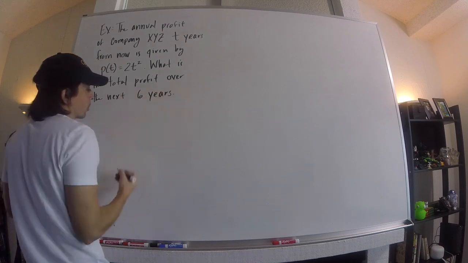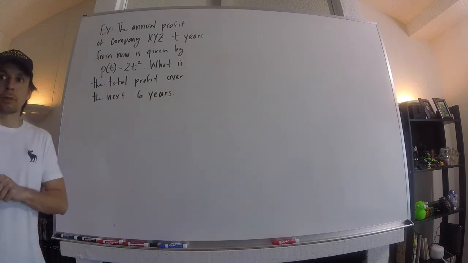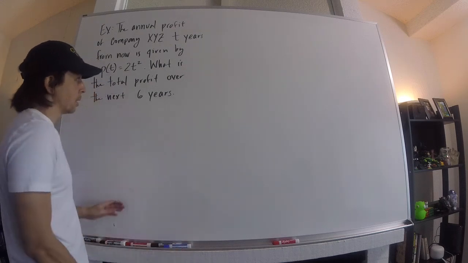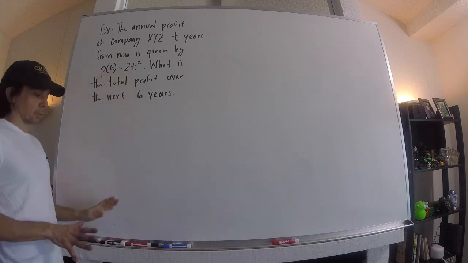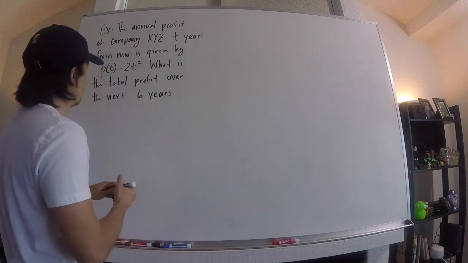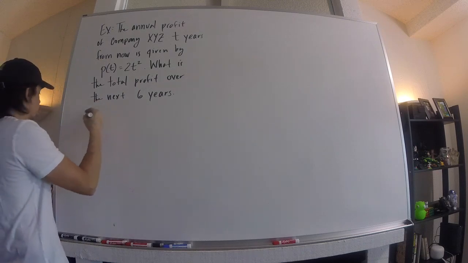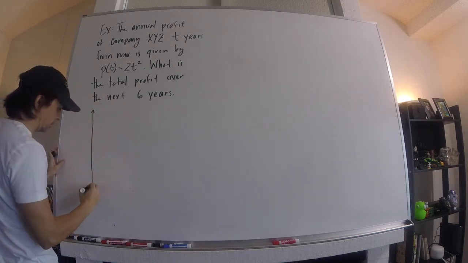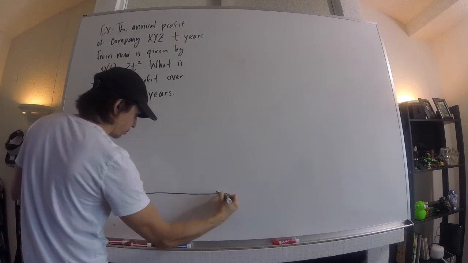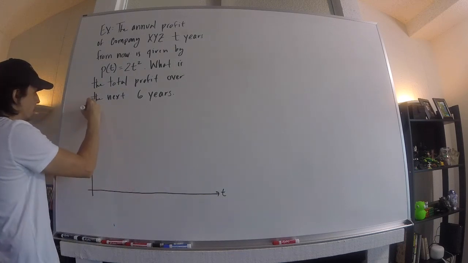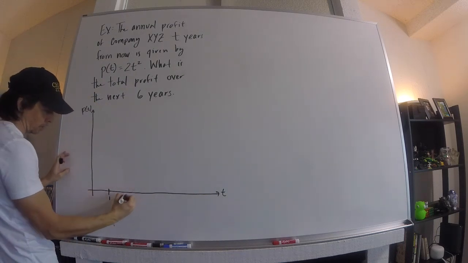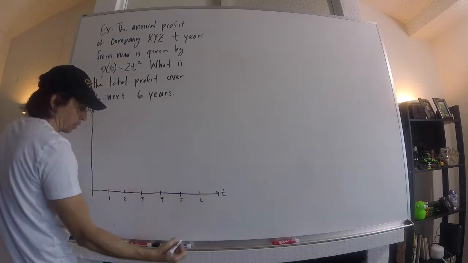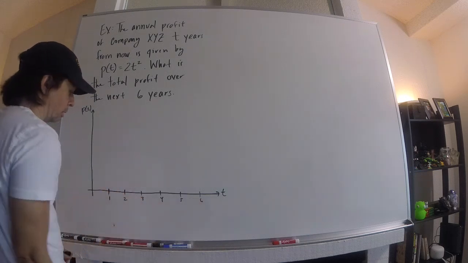Now, we're going to get the answer simply by integrating that function from 0 to 6, but we're going to spend some time talking about why that's going to get you the total profit over the 6 years. So I'm going to draw several pictures, pretty detailed, although maybe not completely to scale. 1, 2, 3, 4, 5, and 6, and we want the total profit over those 6 years.